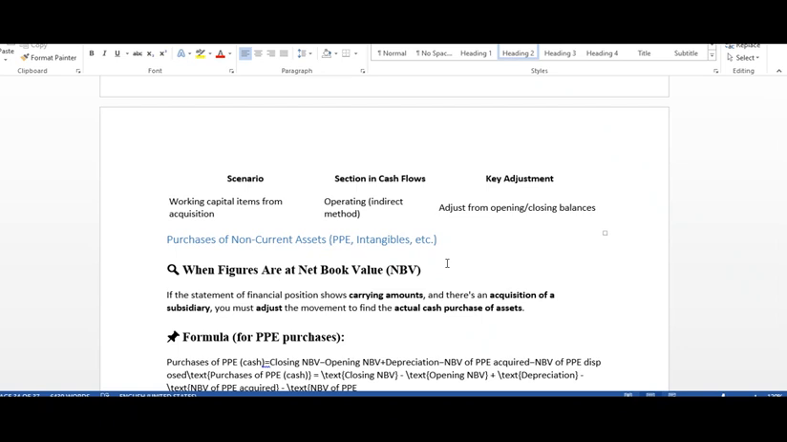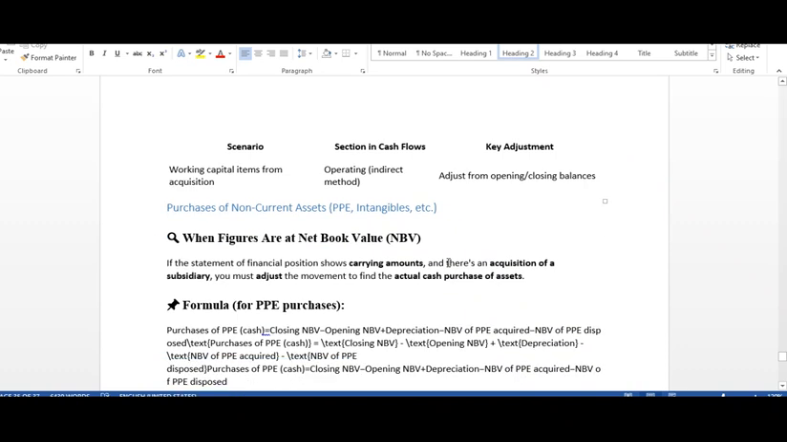For working capital items, it will be in the operating activities under your indirect method, and you adjust for opening and closing balances. So for purchase of non-current asset, which is your PPE and intangibles, that's your investing activity. So when figures are at net book value, if the statement of financial position shows the carrying amount or net book value, and there is an acquisition of a subsidiary, you must adjust the movement to find the actual cash purchase of the asset.